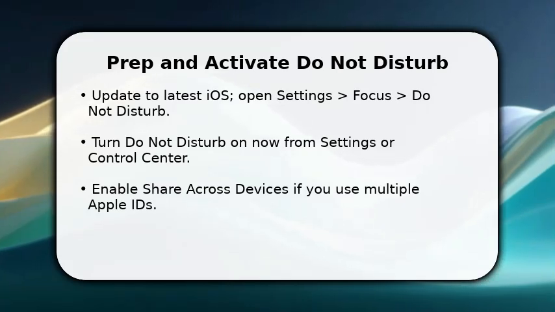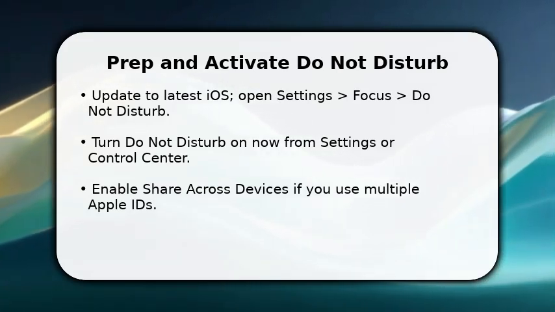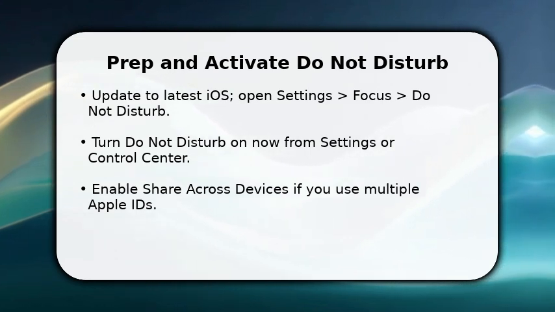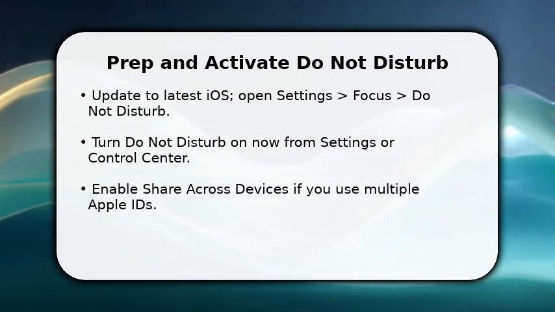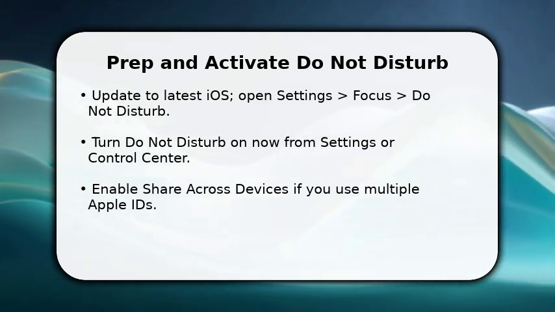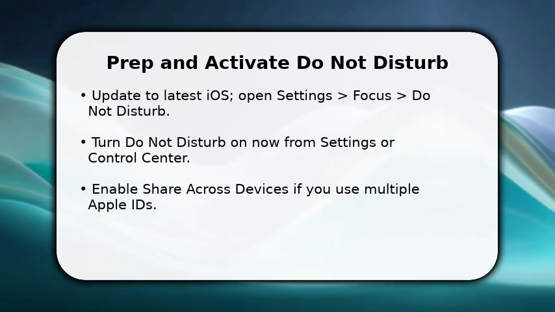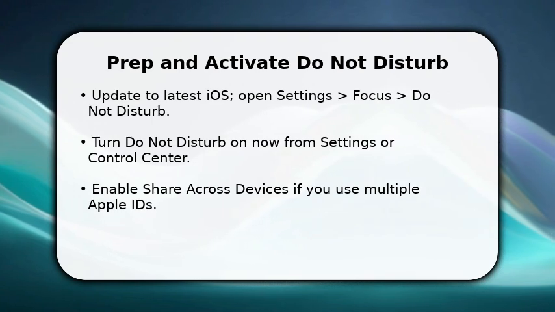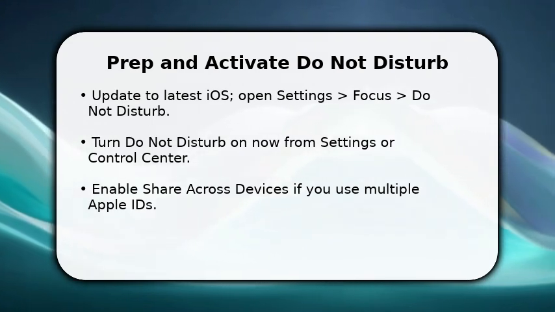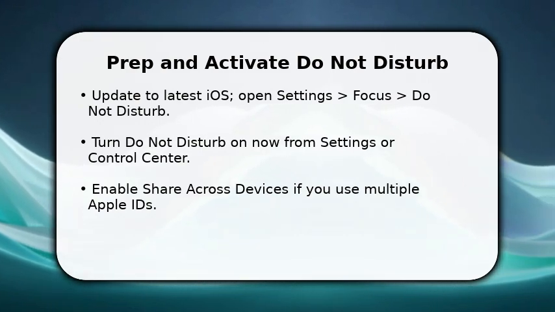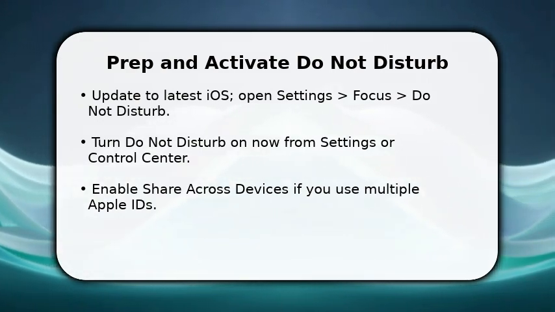You start by making sure your iPhone is up to date and you're signed into iCloud. Open Settings, tap Focus, then Do Not Disturb. Turn it on immediately from Settings or swipe into Control Center and tap the crescent moon. Once done, enable Share across devices so the same silence applies to your iPad or Mac when signed into the same Apple ID. This prevents interruptions from other devices and centralizes control before you customize behavior.